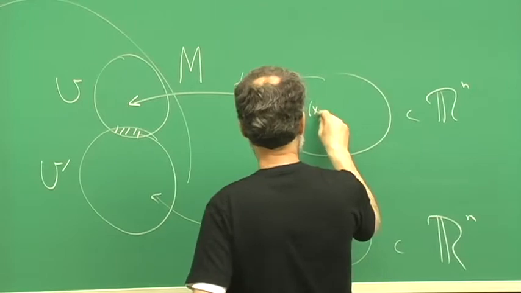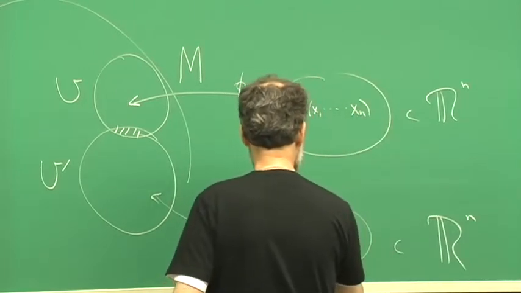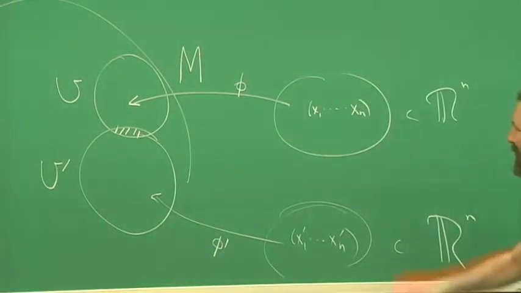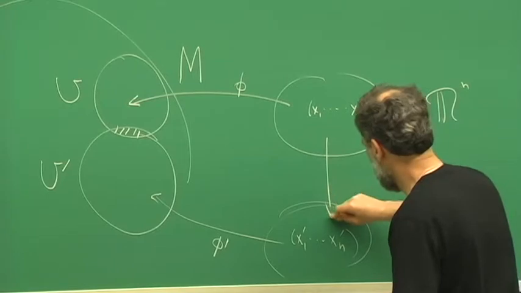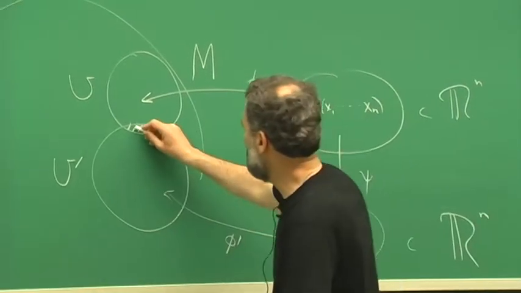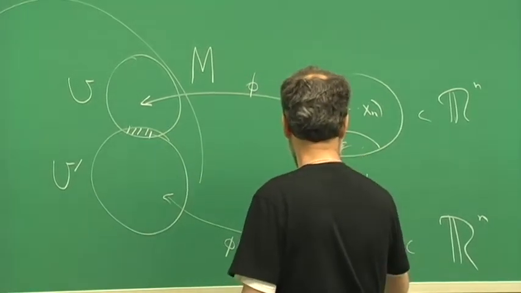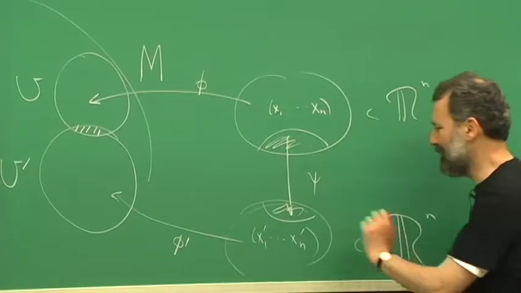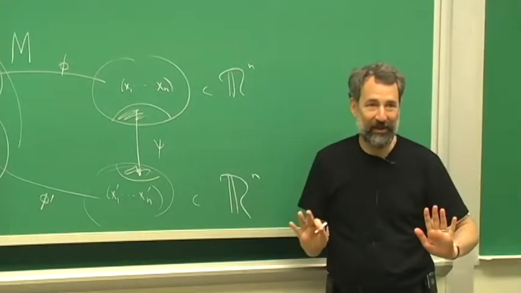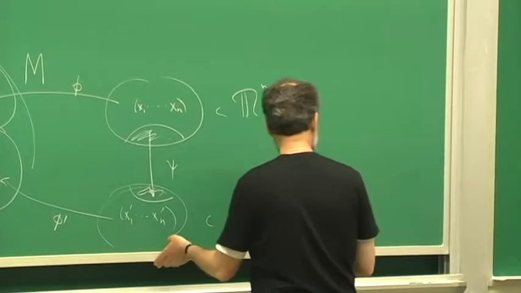And so we have local coordinates x1 to xn here and x1 prime to xn prime here. And there is a map. Let's call this map C, which is defined, I mean, we take the overlap, and here's the overlap, and there is a map from here to here called C, which takes these coordinates to these coordinates. So it's a manifold.